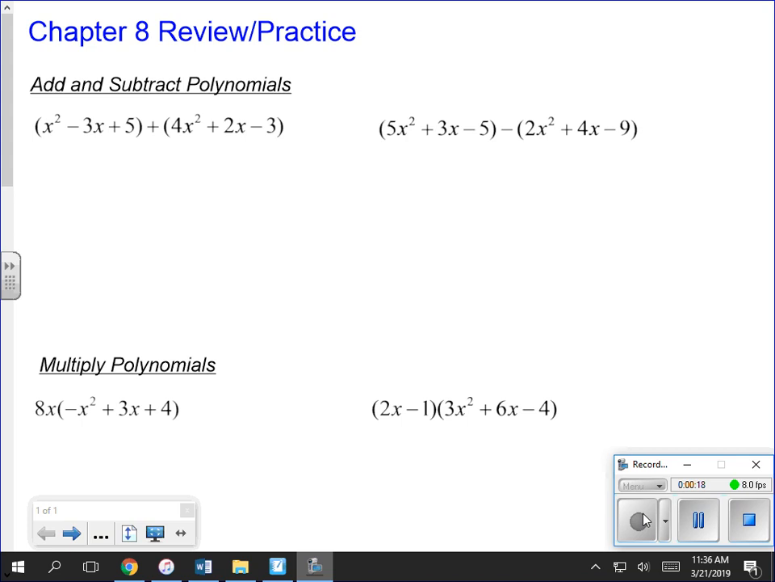I go to the highest power. I have x squared and 4x squared. I have one of them here, four of them there. That means I have 5x squared. And they're done. Then I go to the next one.